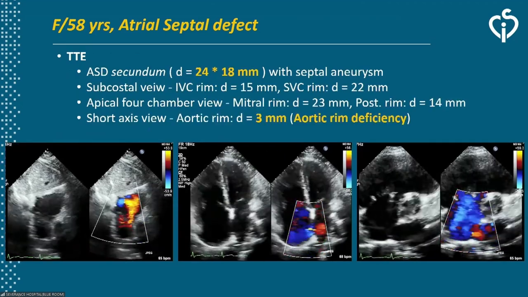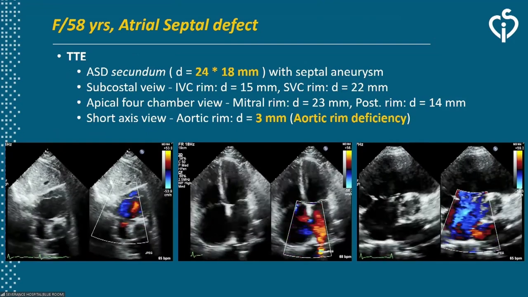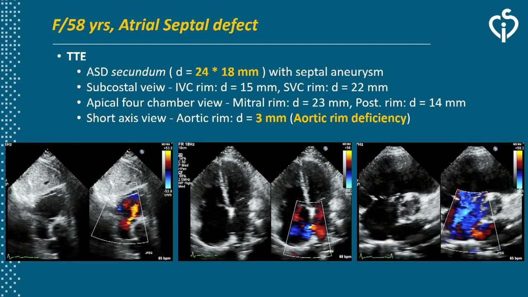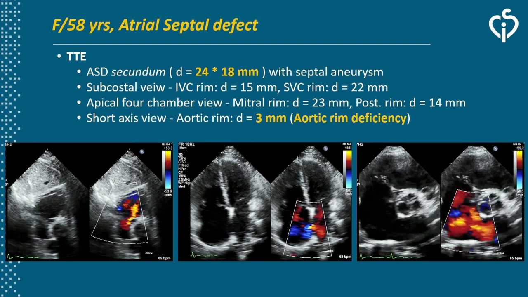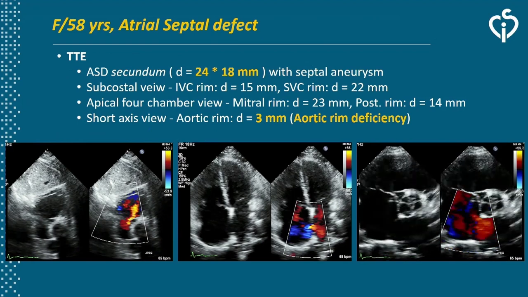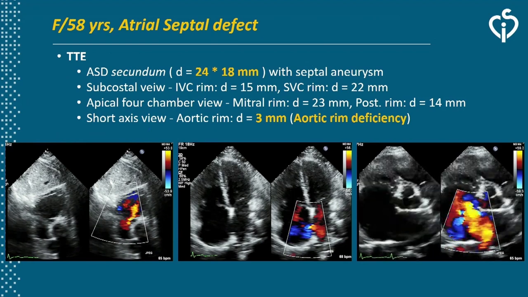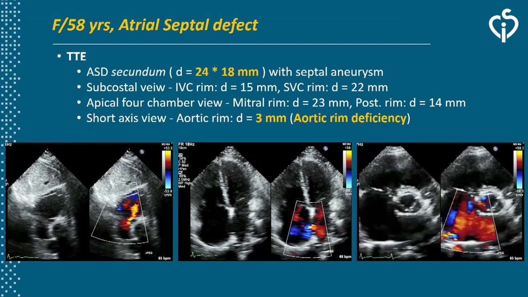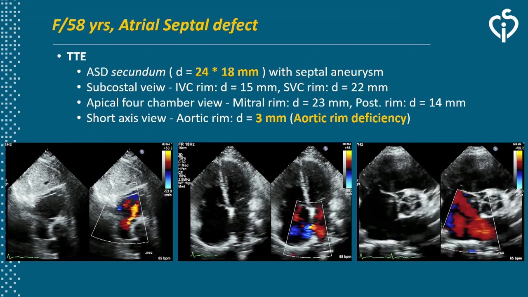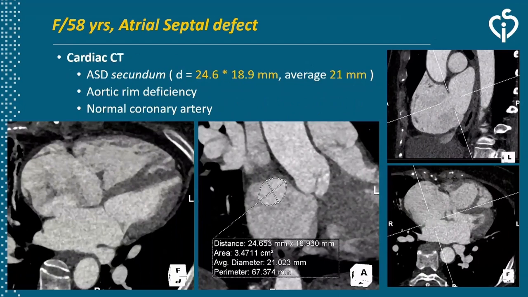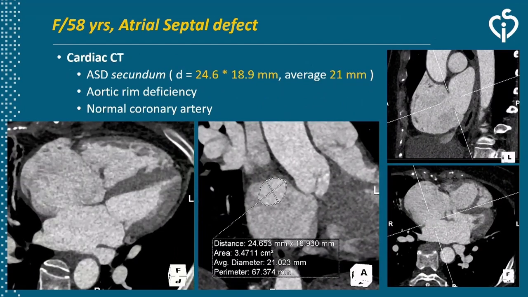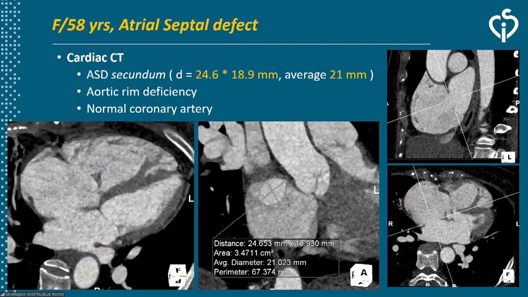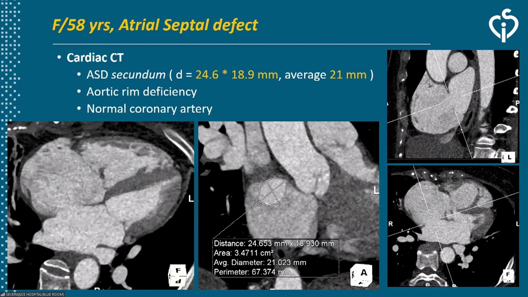TTE shows ASD secundum with a diameter of 18 to 24 millimeters with a septal aneurysm. The subcostal view showed an IVC rim of 15 millimeters and SVC rim of 22 millimeters. Four chamber view shows a mitral rim of 23 millimeters and posterior rim of 14 millimeters. Parasternal short axis view showed aortic rim deficiency. The CT scan shows ASD secundum measured 24 by 18 millimeters and no coronary artery disease.